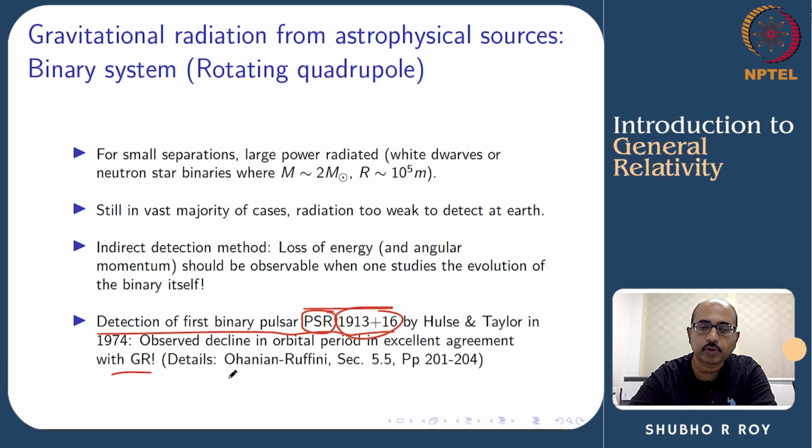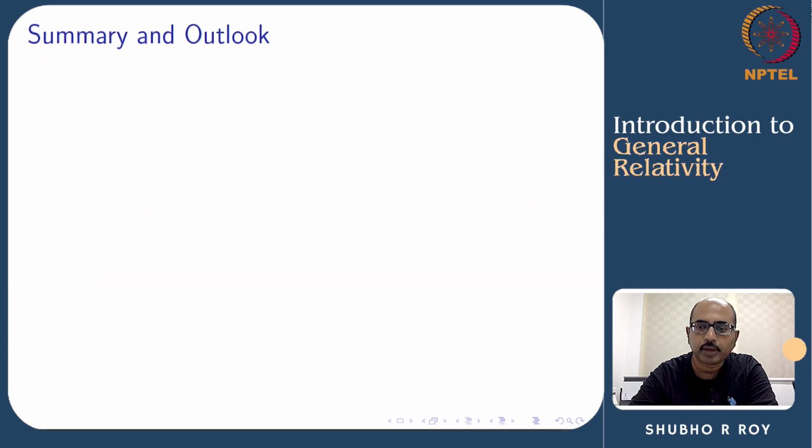The details can be found in Ohanian and Ruffini, section 5.5, these pages. They do a thorough discussion of the experimental details, technical details, which I'm omitting. But the important thing to know is that the observed decline in the orbital period, because of loss of energy, it was losing angular momentum, and the period was shrinking. That was found to be in excellent agreement with general relativity. So please refer to Ohanian and Ruffini for the details. And we will stop our lecture here.